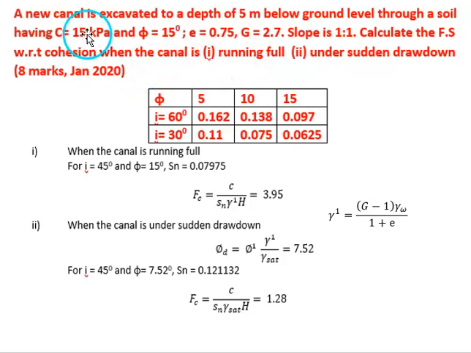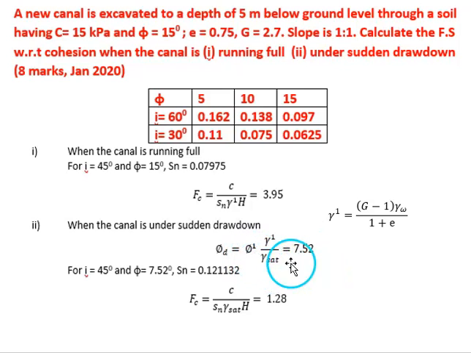Another example: a new canal is excavated to a depth of 5 meter below ground level through a soil having C equal to 15 kPa and phi equal to 15 degrees. Void ratio and specific gravity are given. Slope is given as 1:1. Calculate the factor of safety with respect to cohesion when the canal is running full and under sudden drawdown condition. When the canal is running full, we should take the submerged unit weight, and when it is subjected to sudden drawdown, we should take the reduced angle of internal friction, which is equal to phi dash into gamma dash by gamma sat. So here it is coming as 7.52.